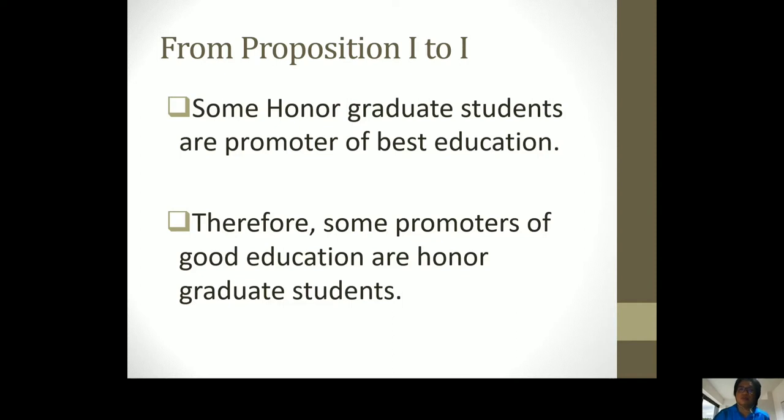Based on the rule, simple conversion, you're going to change the subject into the predicate, okay? So therefore, some promoters. So now our focus here is not the honor graduate anymore, but the predicate, which is the promoter. Some promoters of good education are honor graduate students. Okay, honor graduate students here is your previous subject, which becomes your predicate right now. But your copula did not change. It still remains as an affirmative one, as are. Again, some honor graduate students are promoter of best education. When we convert that, or in a simple conversion, we can say, therefore, some promoters of good education are honor graduate students. It's okay.